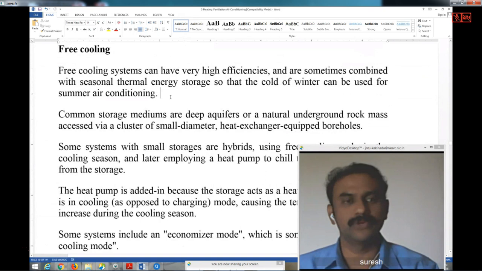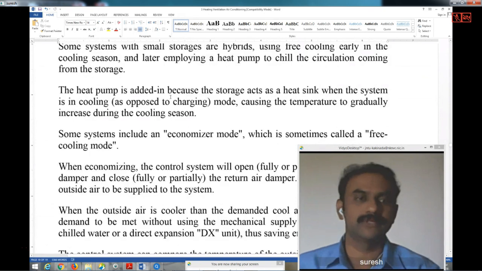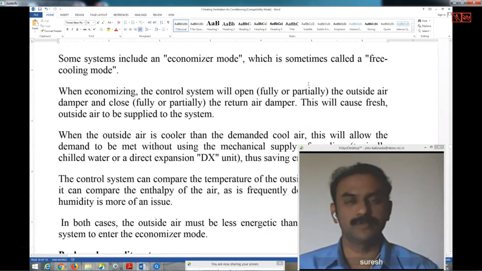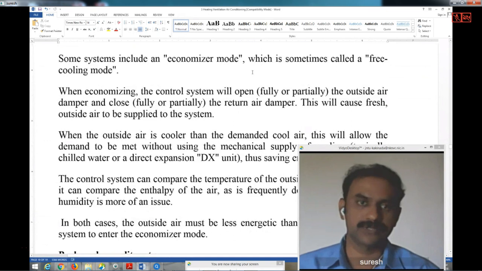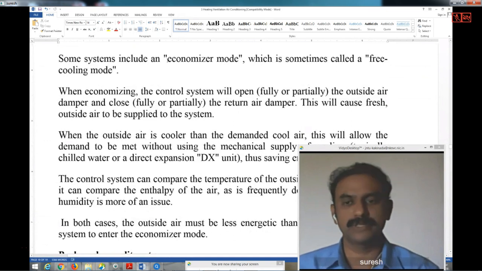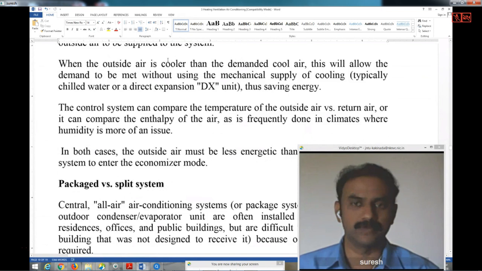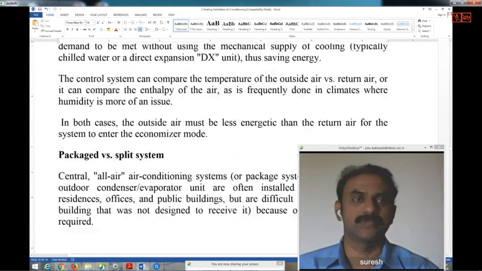Now we are going to use the economizer mode, which is sometimes called free cooling mode. That means the loading of your AC or your refrigerator is reduced with this economizer mode. Economy means we are trying to save some amount of money. That is economizer mode.